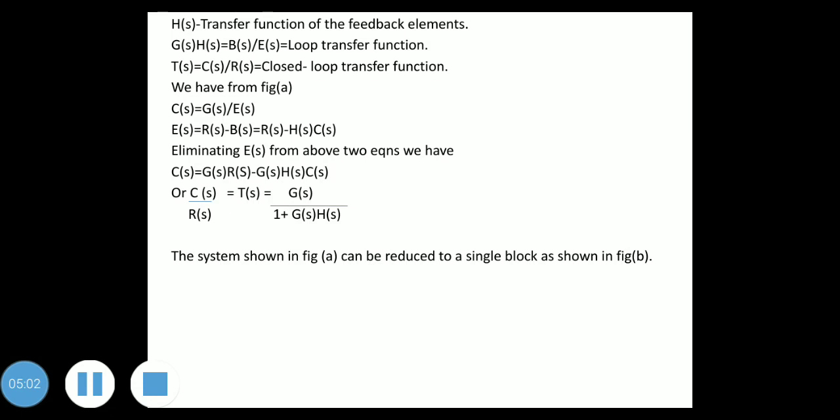Then from figure A, we can write C(s) = G(s)E(s). E(s) is equal to R(s) minus B(s), which we can write as R(s) minus H(s)C(s). Eliminating E(s) from these two equations, we have C(s) = G(s)R(s) minus G(s)H(s)C(s), or we can write C(s)/R(s) = T(s) = G(s)/(1 + G(s)H(s)).